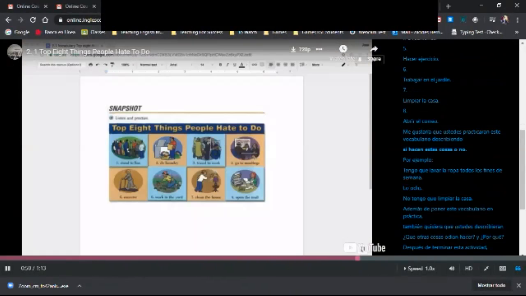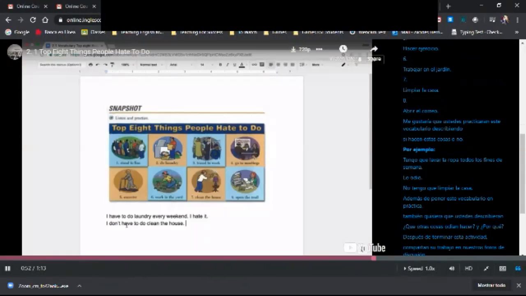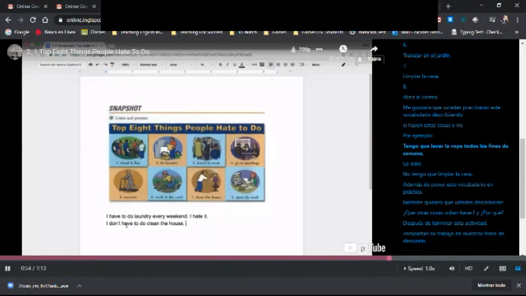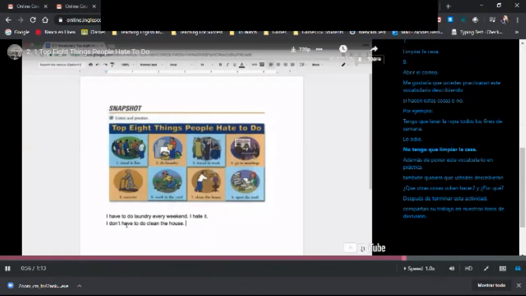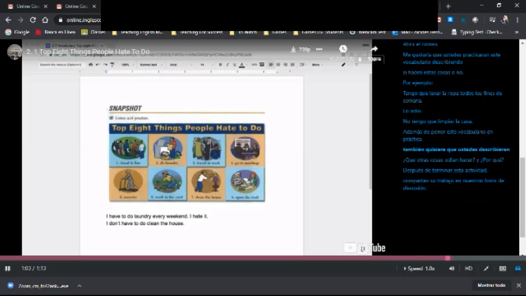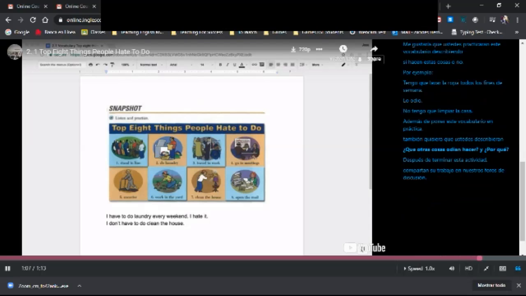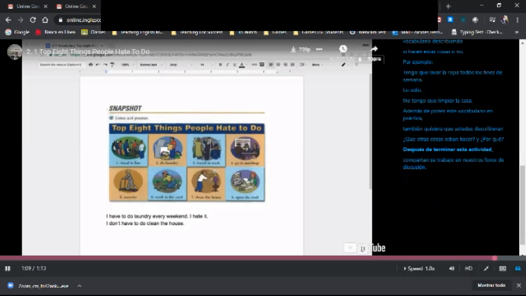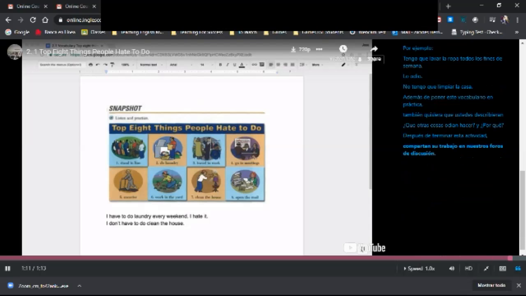Now, I would like for you to practice this vocabulary by describing if you do these things or not. For example, I have to do laundry every weekend. I hate it. I don't have to clean the house. Besides putting this vocabulary into practice, I would also like for you to describe what other things you hate to do and why. After you finish this activity, share your work in our discussion forums.